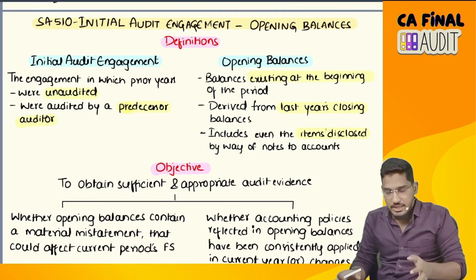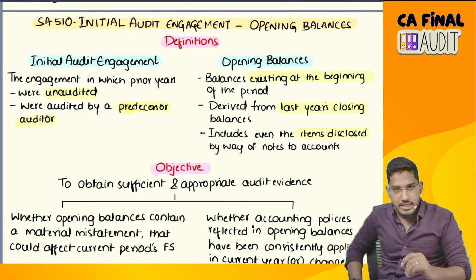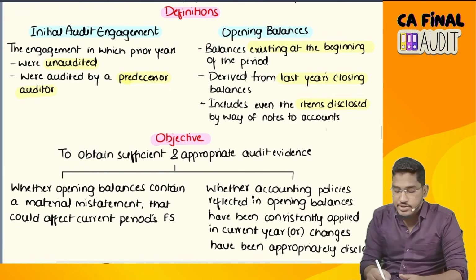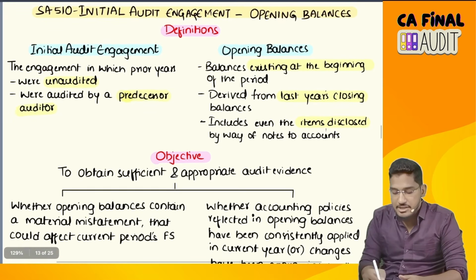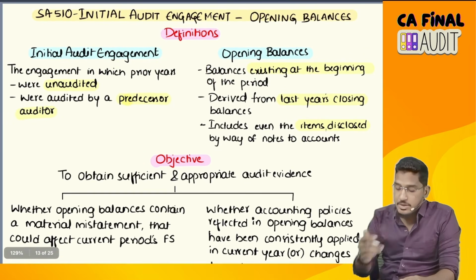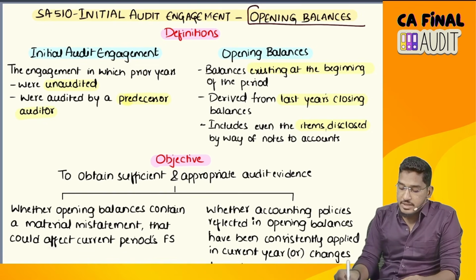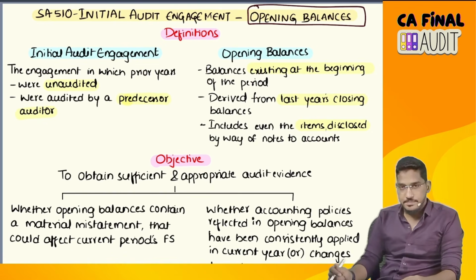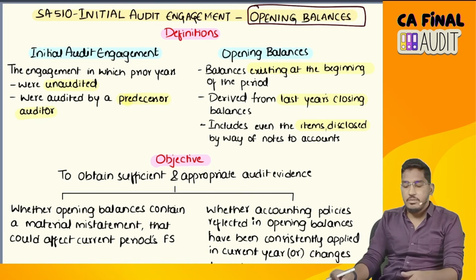Right. So let us try to understand SA 510. SA 510 is going to talk about initial audit engagements, and especially in the case of initial audit engagements, what will be the auditor's responsibilities regarding opening balances. Mainly the standard will talk about opening balances, and that too in the case of initial audit engagements.